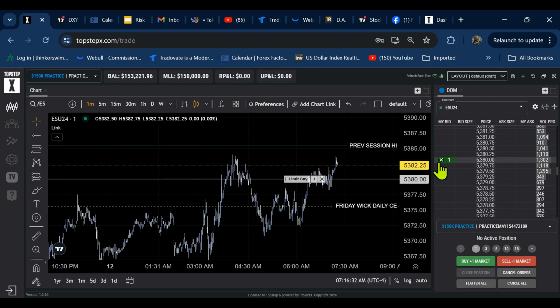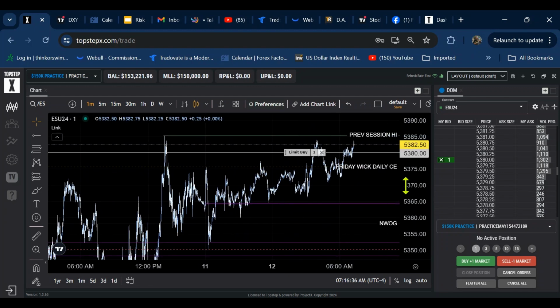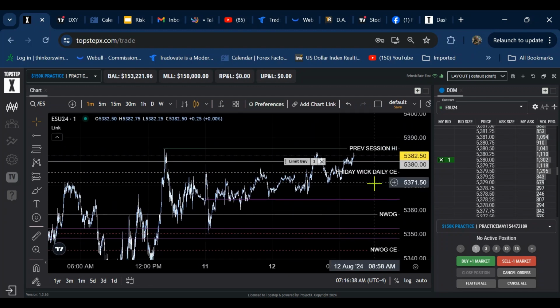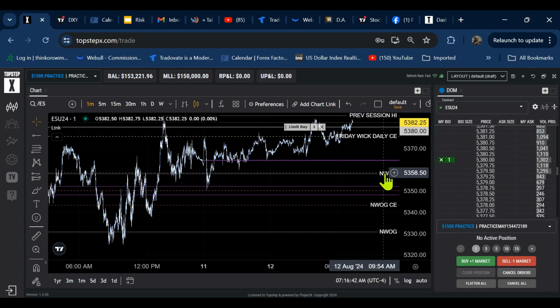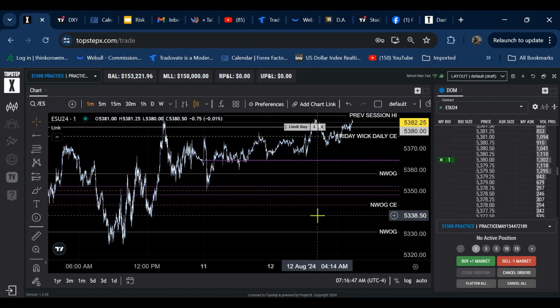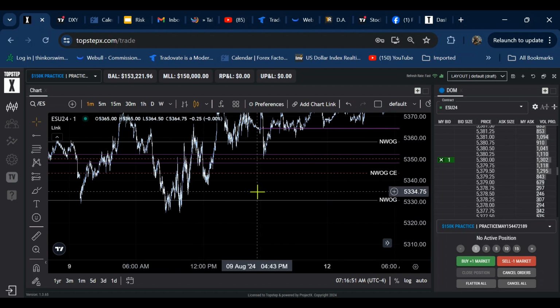Marking out previous session highs, any gaps that you see on the daily chart. We want to talk about daily open gaps and weekly opening gaps. I have the weekly here. New week opening gap, new week opening gap. And you can see we danced around it too.